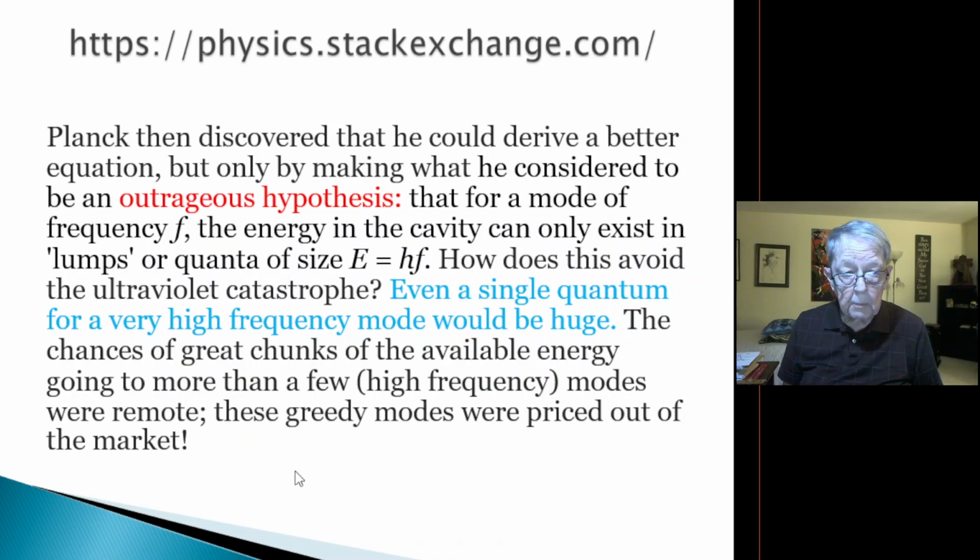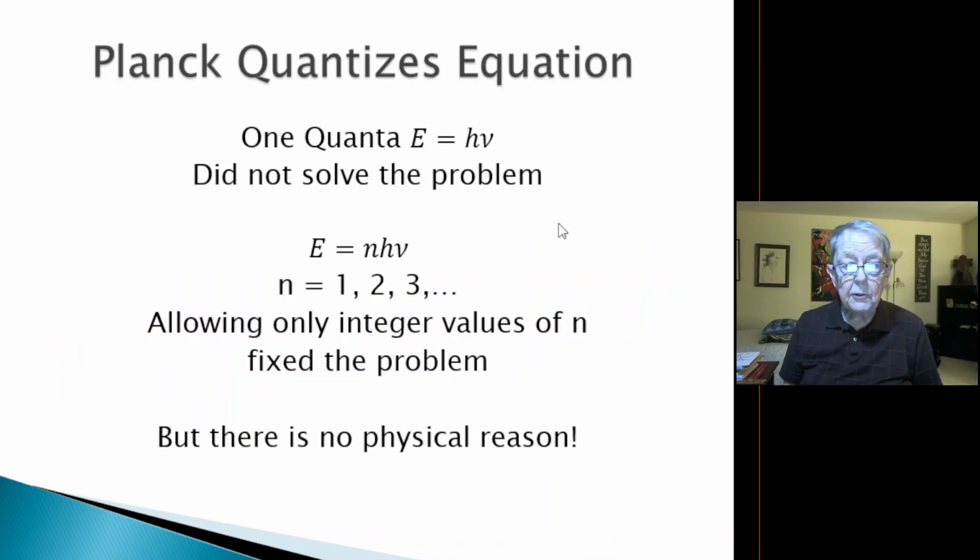These greedy modes were priced out of the market. What he means by that is when he quantized it, he eliminated those greedy modes. And what he did was take his simple equation and add an integer number n, which has a value of 1, 2, 3, 4, so that the energy of each quantum of light that was emitted was a multiple of h nu, allowing only the integer values.